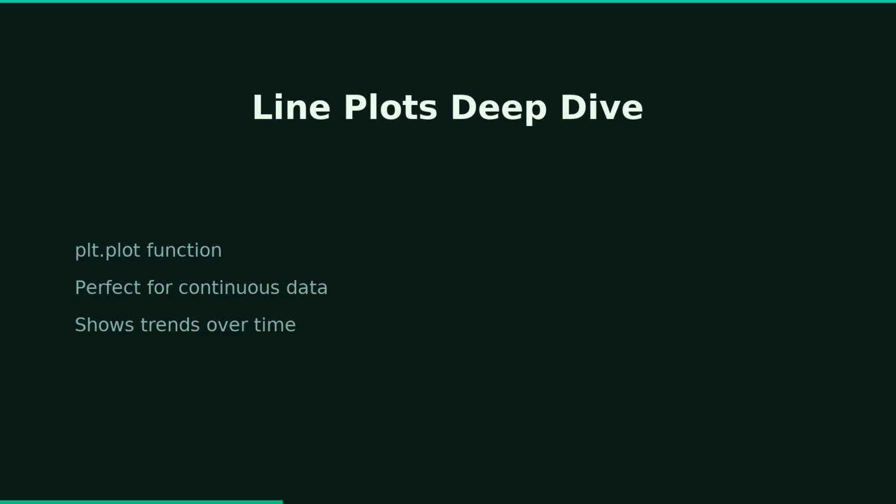Line plots excel at displaying continuous data and temporal trends using the plt.plot function. In machine learning contexts, they're indispensable for visualizing training curves, showing how model accuracy or loss changes over epochs. They help identify overfitting, convergence issues, and optimal stopping points during model training.